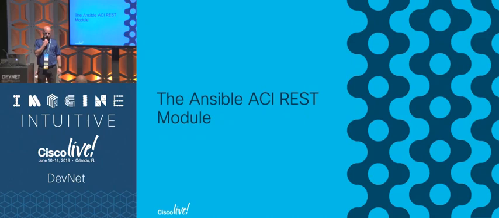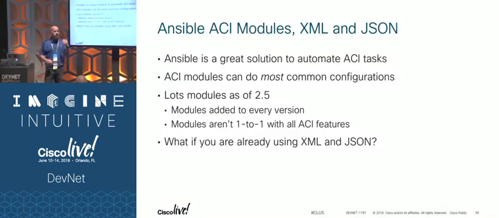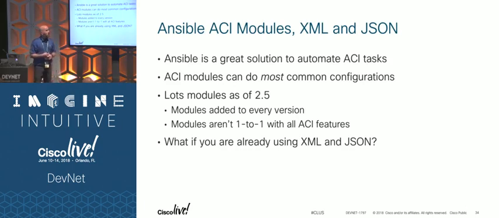So let's talk about the ACI REST module. Hopefully you're starting to see that Ansible is a great solution to automate ACI tasks in my environment. ACI modules can do most common things. There are lots of modules as of 2.5, as I pointed out before, and modules are added to every version. Every new version that comes out usually adds one or more modules to it. So there are more and more things that we can do with Ansible and ACI. Now, modules aren't one-to-one with everything you can do within ACI, so you can't do everything. That's one of the downsides with Ansible with ACI right now.